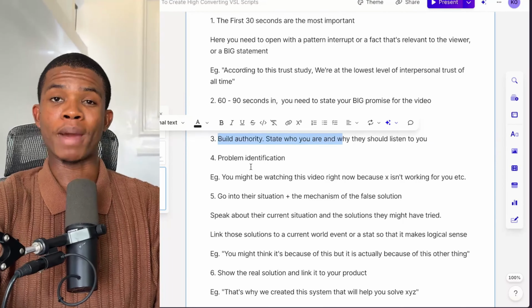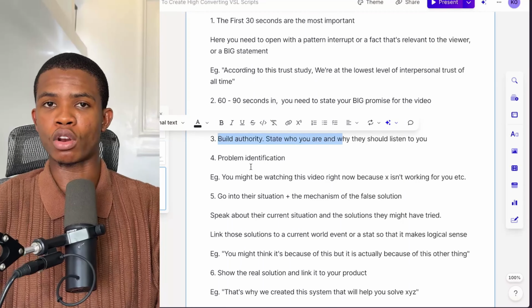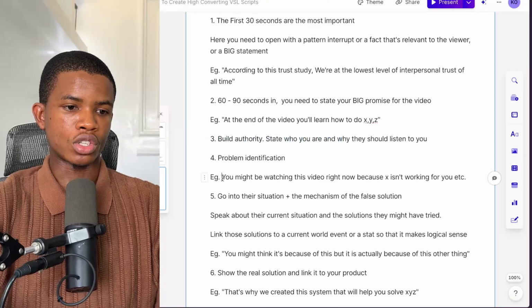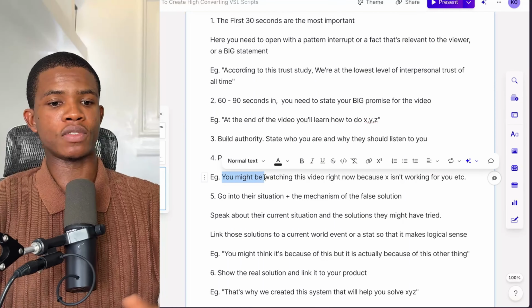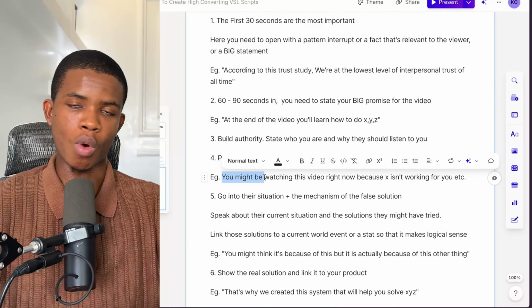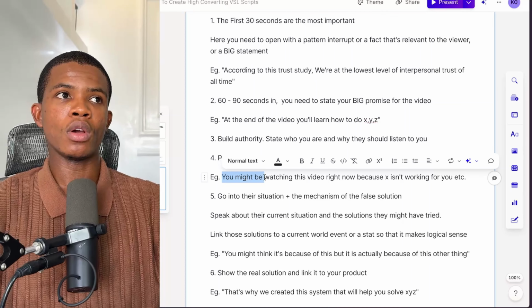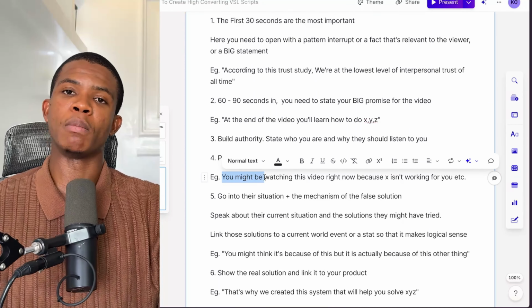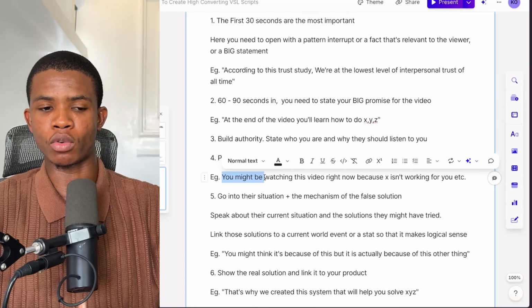Number 4 is problem identification. And this is something that a lot of people miss or do incorrectly. You could go something like this: you might be watching this video right now because X isn't working for you, or Y isn't working for you, or Z isn't working for you. All you need to do here is list out all of the problems that they're facing, or at least the most common problems that you know your prospects are going to be facing.